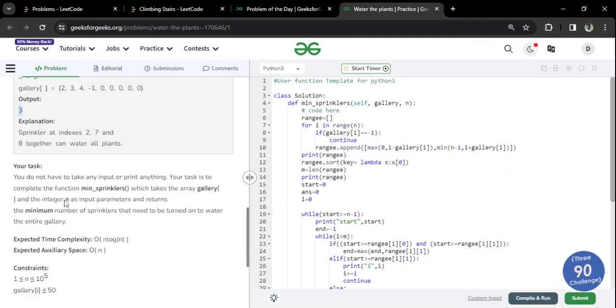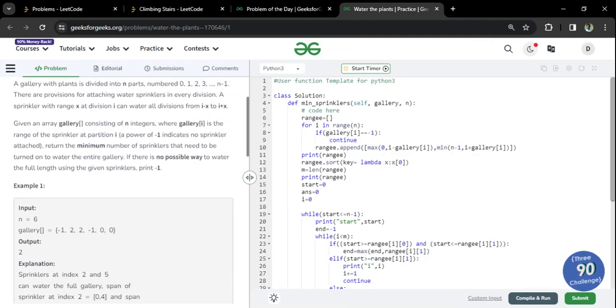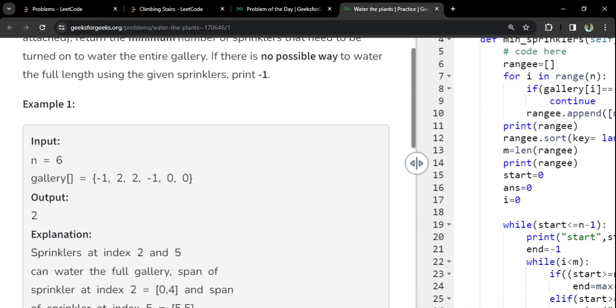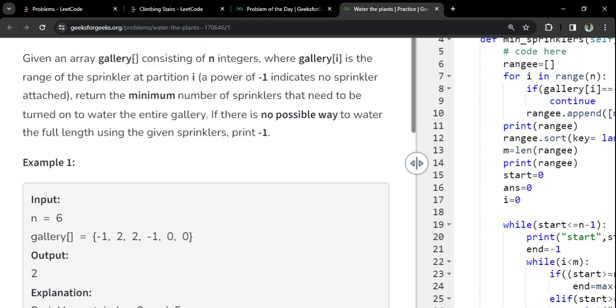But now comes how we are going to solve it. Try to understand this fact. What is making us decide what to choose? One thing is very simple: where we are starting. Obviously, we are going to start from zero. The ultimate aim is we have to cover every index. The other important thing is we have to cover it with the minimum possible number of sprinklers. So if we combine these two factors, try to understand this.